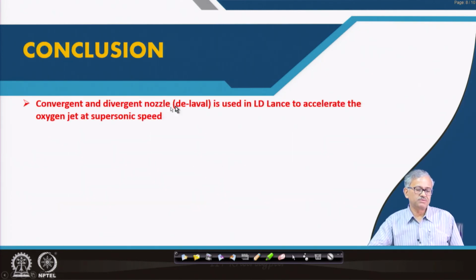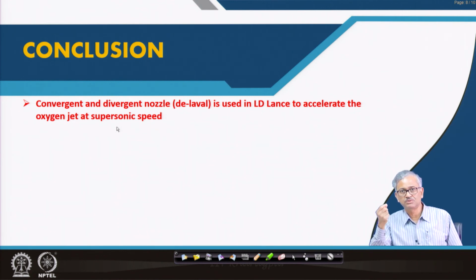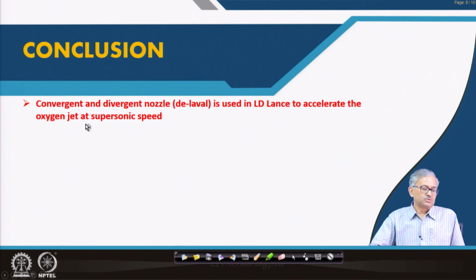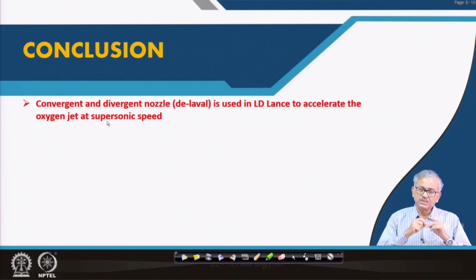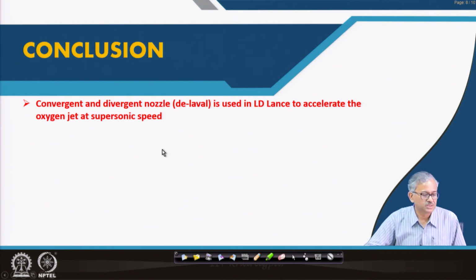So these are the references, and then the conclusion we can say. The first thing is that the convergent divergent nozzle, that is the De Laval nozzle, is used in LD lances to accelerate the oxygen jet to supersonic velocity without any shock wave generation, because when the jet emerges from the nozzle end, its pressure is almost equal to atmospheric pressure. So a convergent divergent type of nozzle is required. That nozzle alone ensures the emergence of a supersonic oxygen jet with pressure equivalent to atmospheric pressure without generating any shock wave.